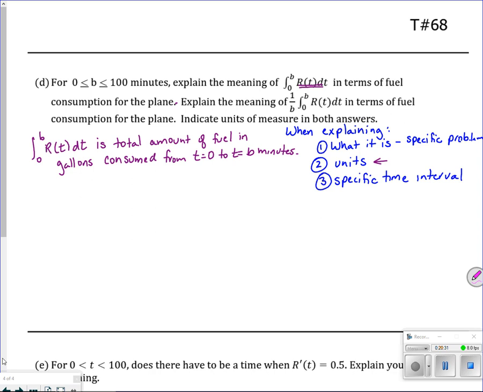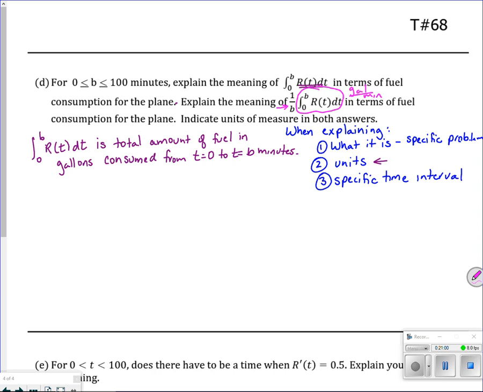Now, what would happen if I took that? Think about what this is. You're like, I don't know. You just told me that that was the total amount of fuel consumed. If I divide by B, which was the number of minutes, well, figure out the units first. This was gallons, and you're dividing by B, which is minutes, so the units would be gallons per minute.